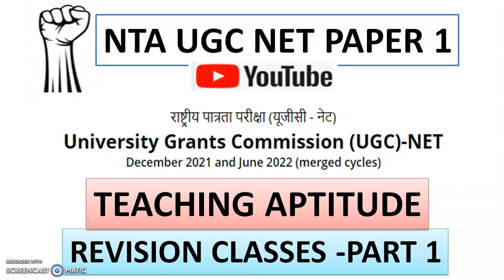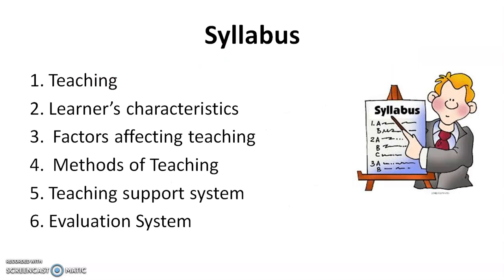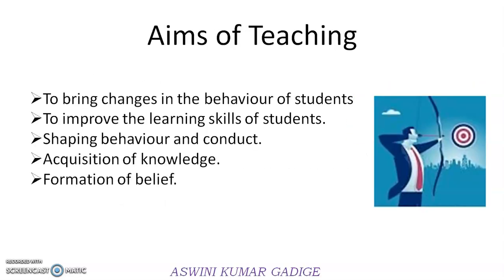Now, as per our UGC syllabus for the NET examination, the first unit, that is teaching aptitude, has these topics: teaching, learners' characteristics, factors affecting teaching, methods of teaching, teaching supporting system, and the evaluation system. Let's have a look one by one in this part 1, and the rest of the topics we will continue in parts 2, 3 and 4. Now, what is the main aim of teaching?